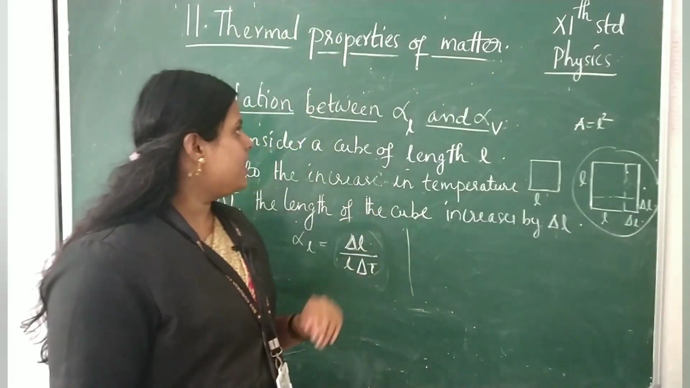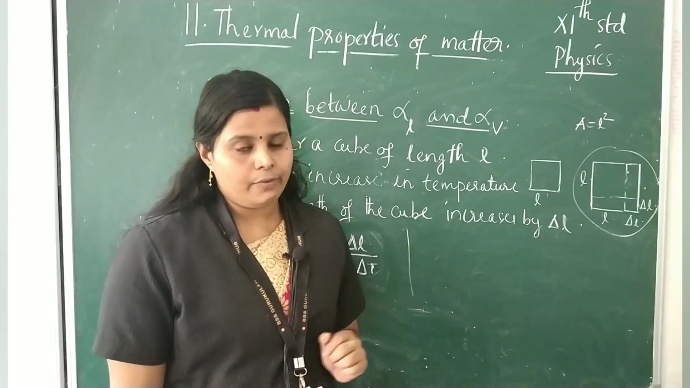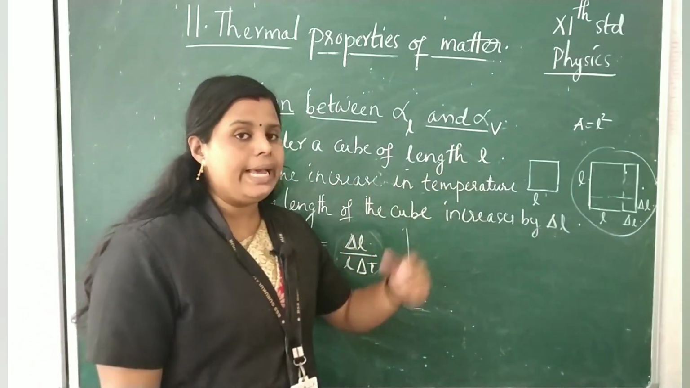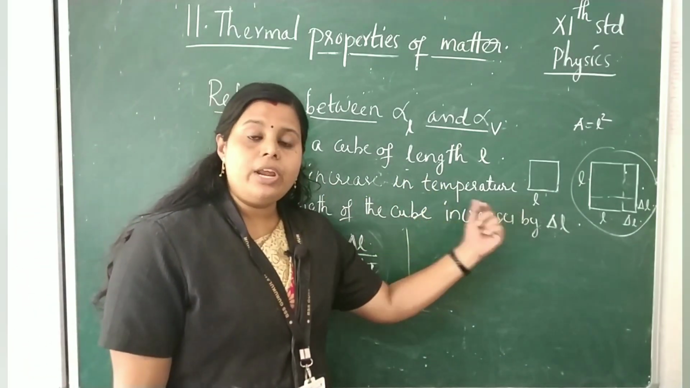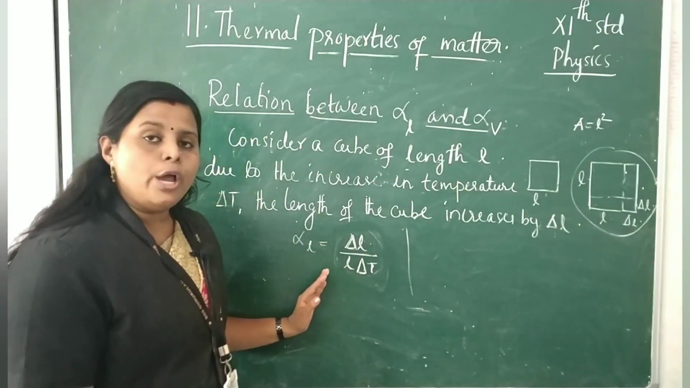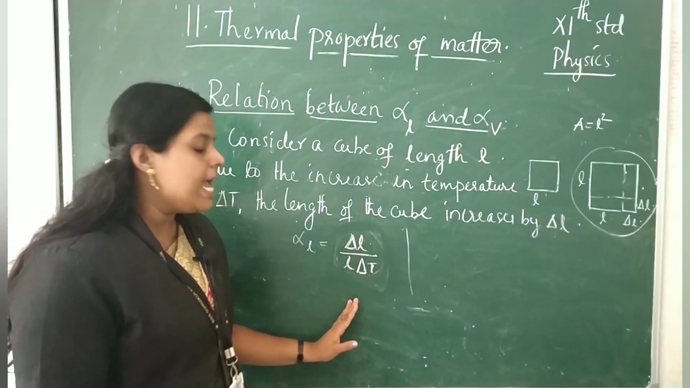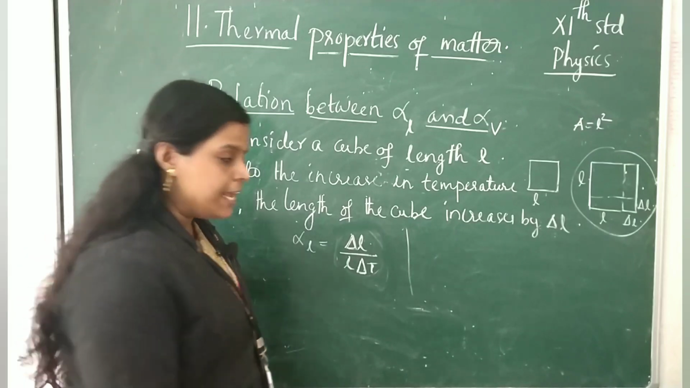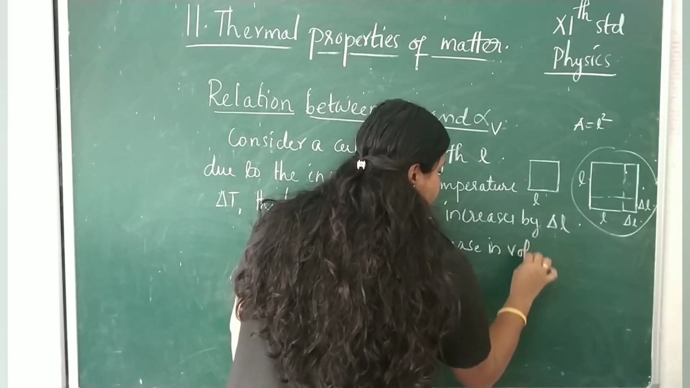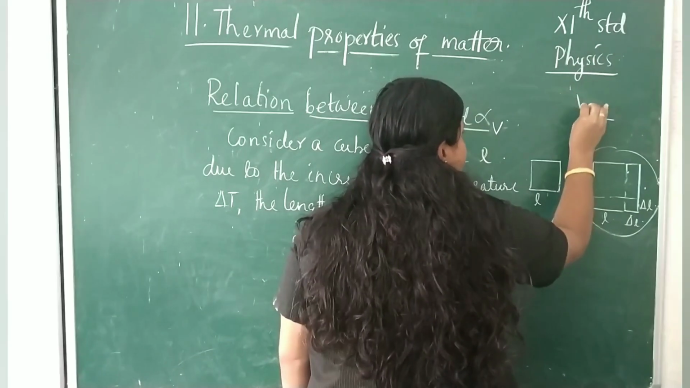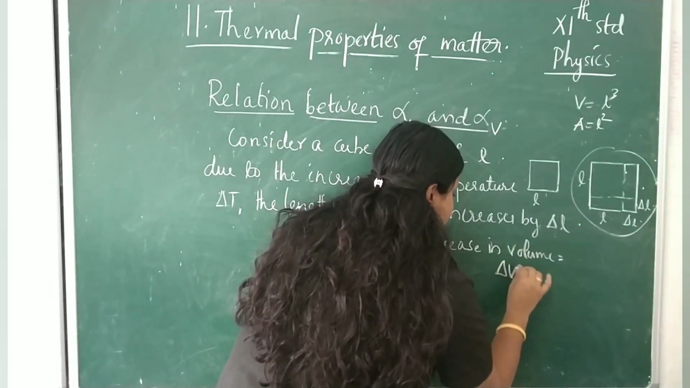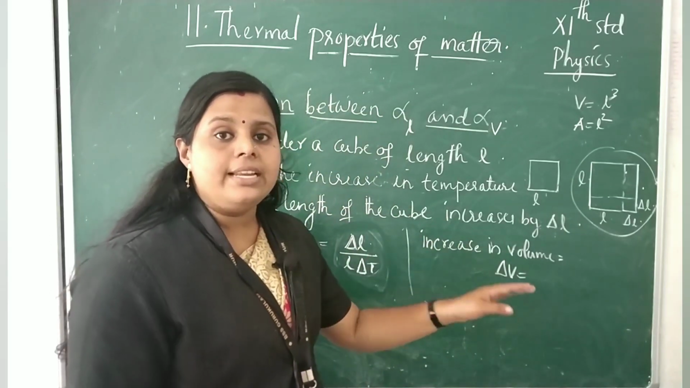Now listen, now let's derive the relation between alpha L and alpha V. For this also we are considering the same situation, that is, consider a cube of length L, and due to the increase in temperature delta T, the length of the cube increases by delta L. In this case, the coefficient of linear expansion is given by delta L by L into delta T. And in this case, what about the increase in volume? Increase in volume. We know that the volume of a cube, which is given by V, is equal to L cube. So increase in volume delta V is equal to final volume minus initial volume.